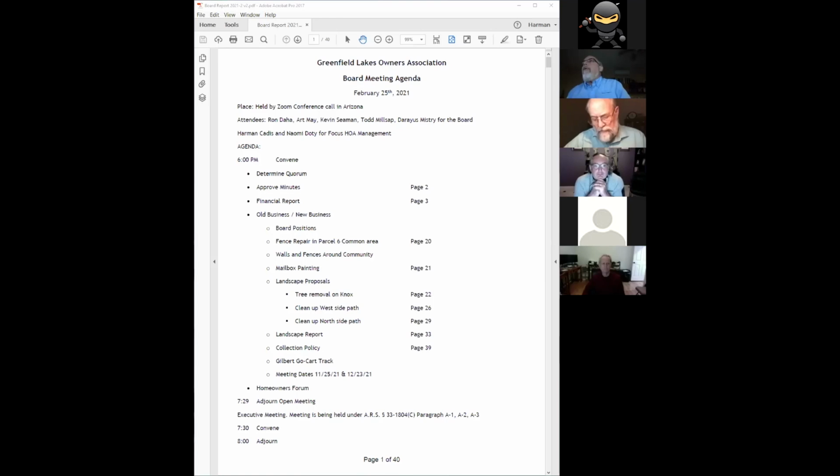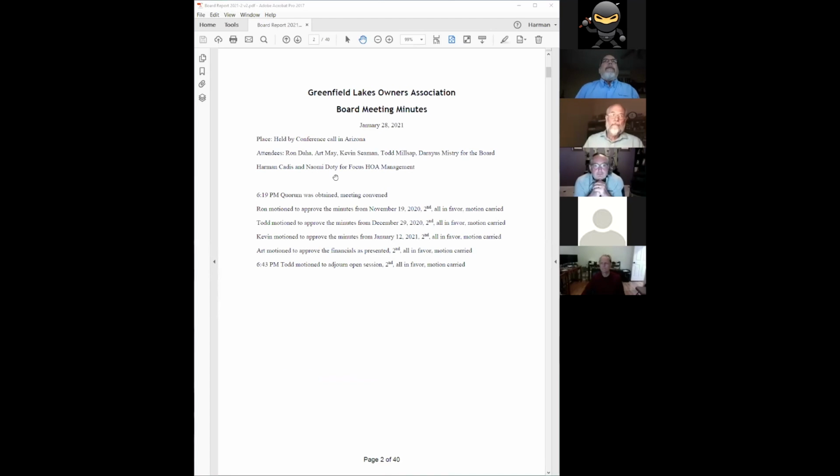First, we'll determine quorum. We do have quorum of the board. So board, on page 2, I'm going to flip the screen, are the minutes from January 28th. If you would like to review those and make any additions or corrections necessary, then we'll entertain a motion to approve.